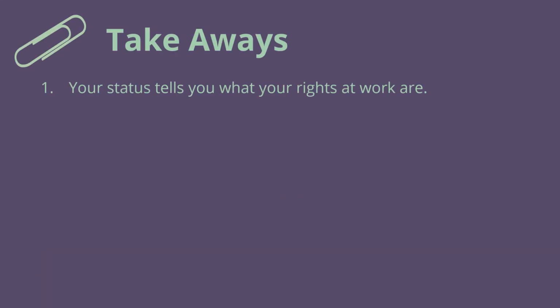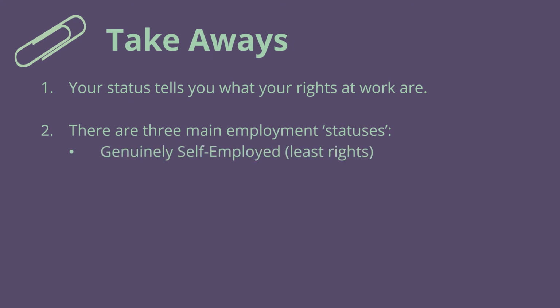So to sum up, first, your status tells you what your rights are. Once you've applied the test and you think you know what your status is, the important thing to remember is what rights you do and don't have. Second, there are 3 main employment statuses. Genuinely self-employed. This only applies if you do not satisfy any of the 3 tests and is not defined by your tax status with HMRC. This status has very few rights.